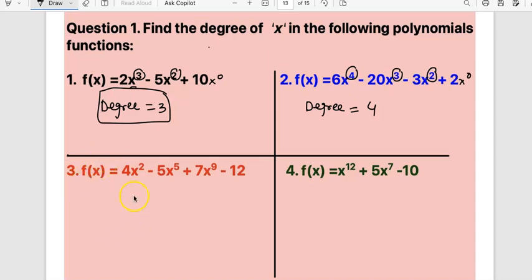Alright, I believe you paused it. Let's check what your degree is over here. My degrees are 2, 5, 9, and this is 0. So your degree is what? 9 over here. What about this one? Your degree is 12 over here.